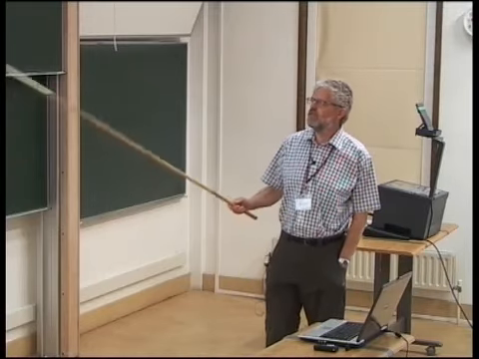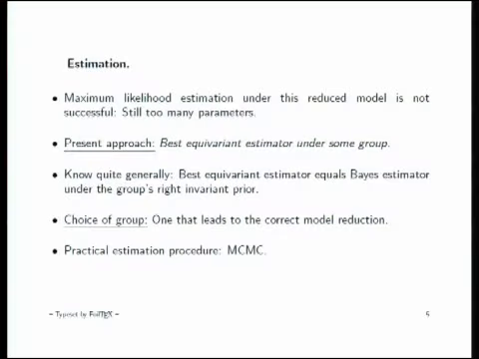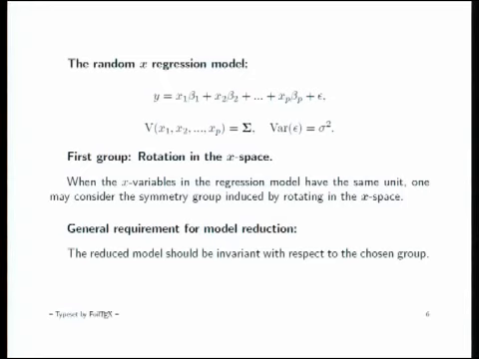So these are old results, and they are concerned with the parameters, and the next step should be to estimate things. Maximum likelihood was tried, but it's not successful. The present approach is to do best equivariant estimate under some group. And it's known that this is equal to the Bayes estimator under a right invariant prior of the group. So the one thing that I want to do is to choose the right group for this model reduction that corresponds to the model reduction that I have just sketched, and try to use that in estimation.